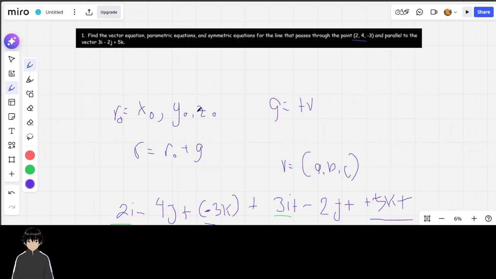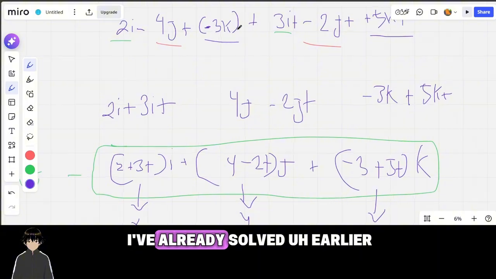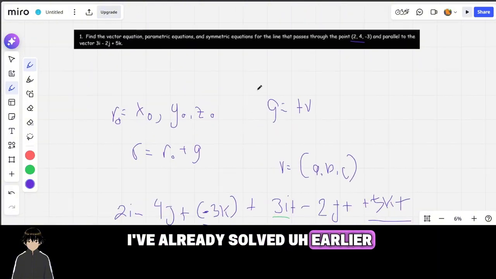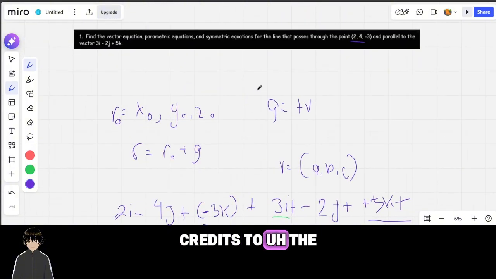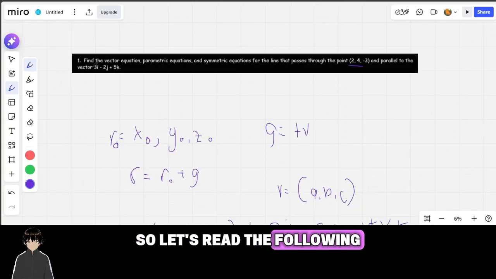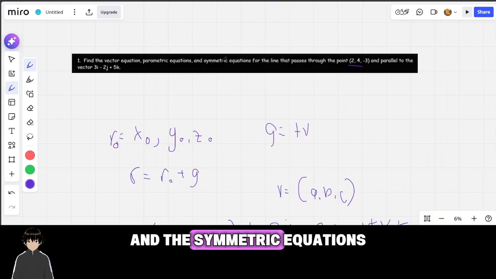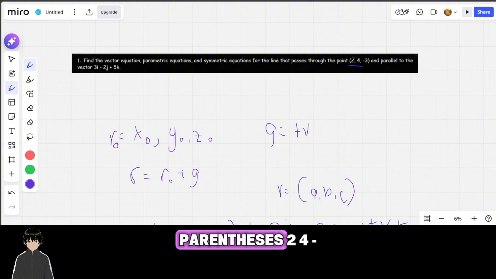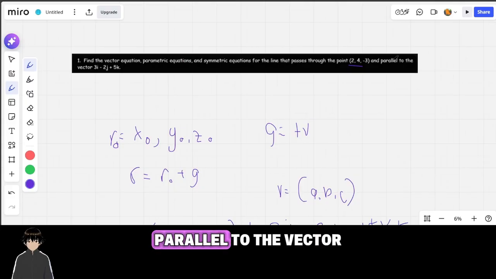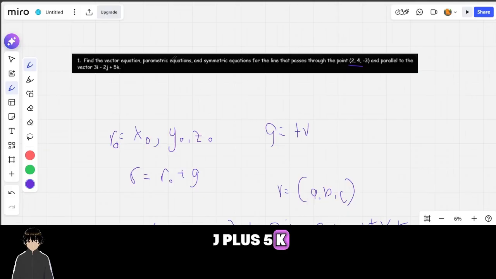So, given this problem that I've already solved earlier, credits to the organic chemistry tutor for this problem, by the way. Let's read the following: find the vector equation, parametric equations, and the symmetric equations for the line that passes through the point (2, 4, -3) and parallel to the vector 3i minus 2j plus 5k.